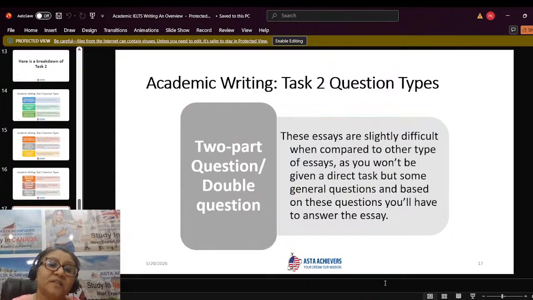The last essay type is a two-part question, also commonly known as a double question. These kind of essays are slightly difficult when compared to the other essay types, as you won't be given a direct task but some general question based on the topic, and you'll need to write the essay. So as the name suggests, two-part: you are presented with a question prompt, and that question prompt will have two direct questions which need to be addressed in the essay.